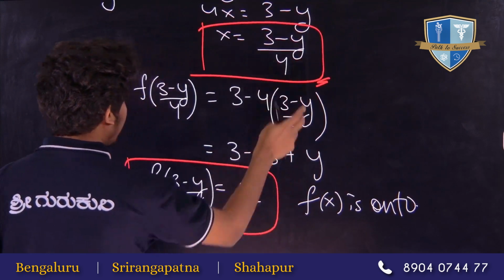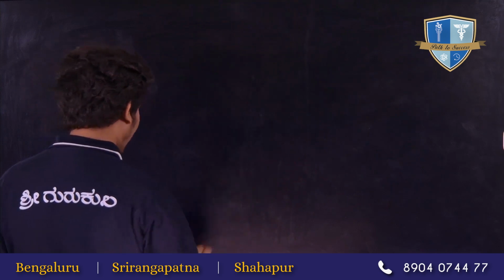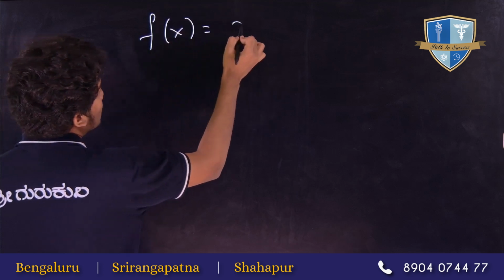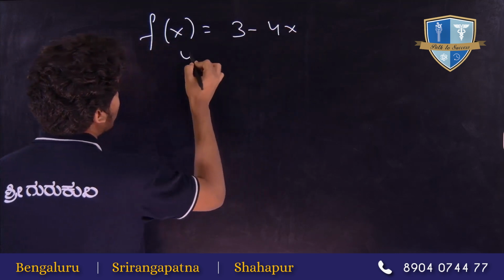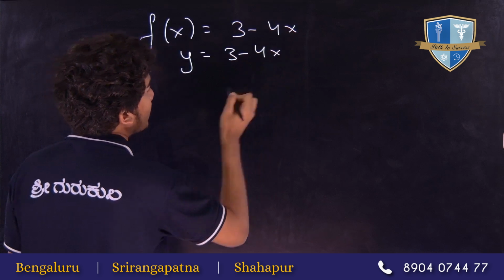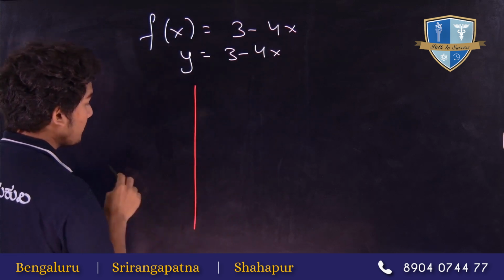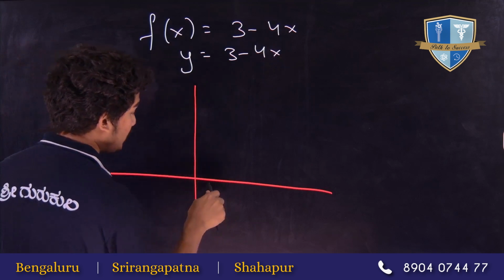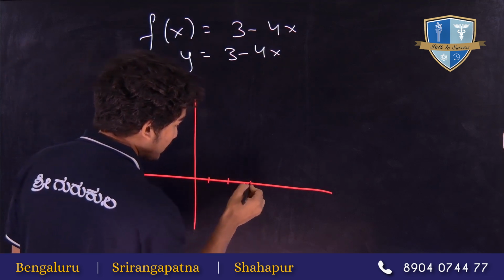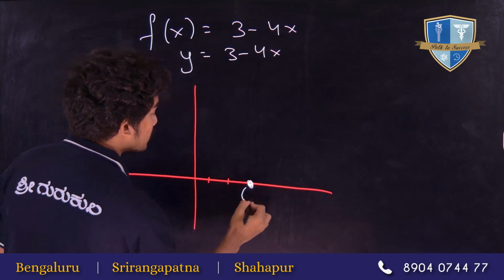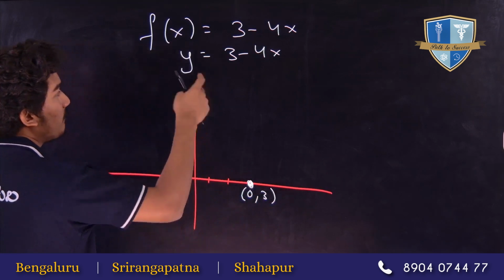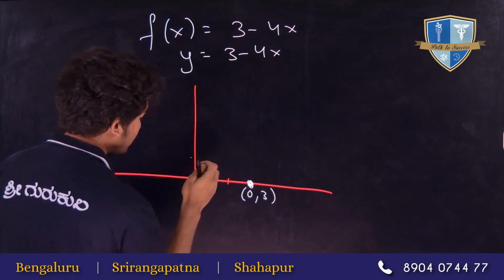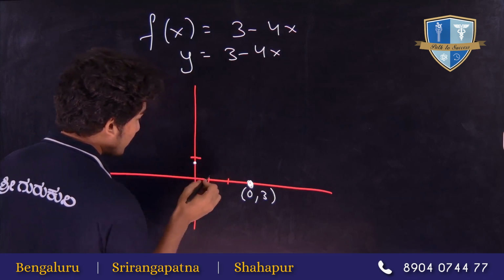Or another way to see it, we can draw the graph of the function to understand. f of x is equal to 3 minus 4x, so y is equal to 3 minus 4x. We can make the graph of this function. This is nothing but a straight line. When x is equal to 0, y is equal to 3, so the point is (0, 3). And when y is equal to 0, x is equal to 3 by 4. So this is 1, and 3 by 4 will be somewhere here.